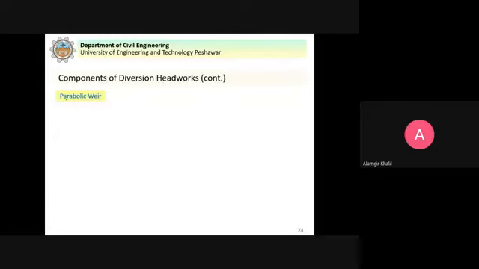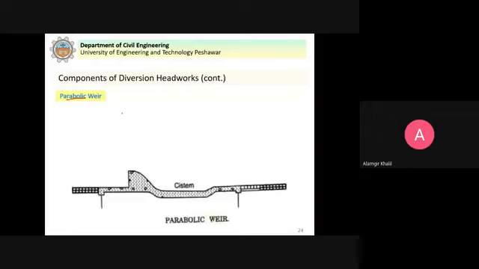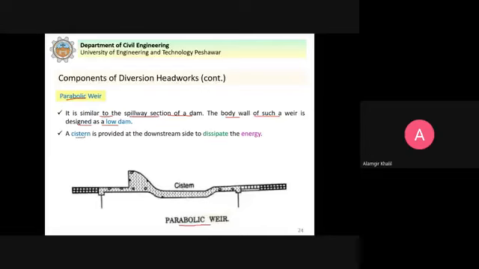And also we have the parabolic weir. This is a parabolic weir example here. It is similar to the spillway section of a dam. The body wall of such a weir is designed as a low dam. A cistern, this is the cistern, is provided at the downstream side to dissipate the energy. So here the water flows, a hydraulic jump will occur, and the hydraulic jump will dissipate the energy.